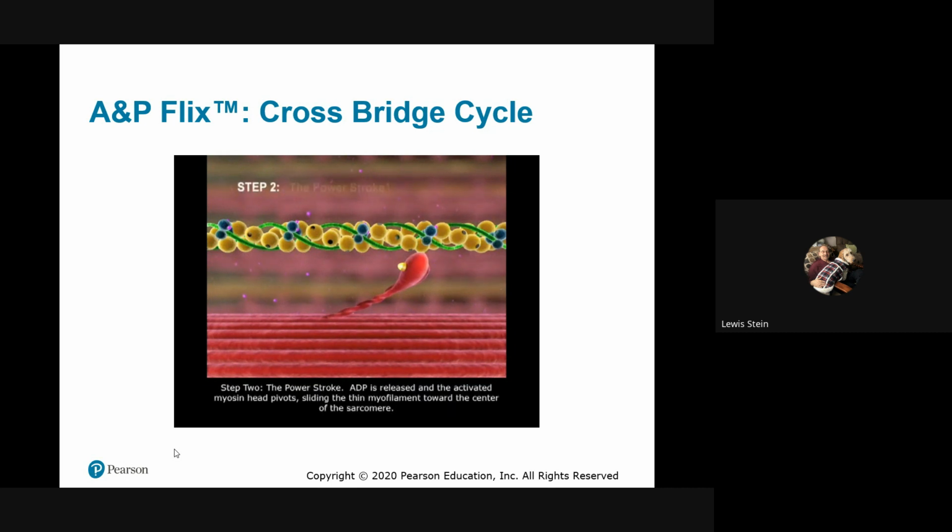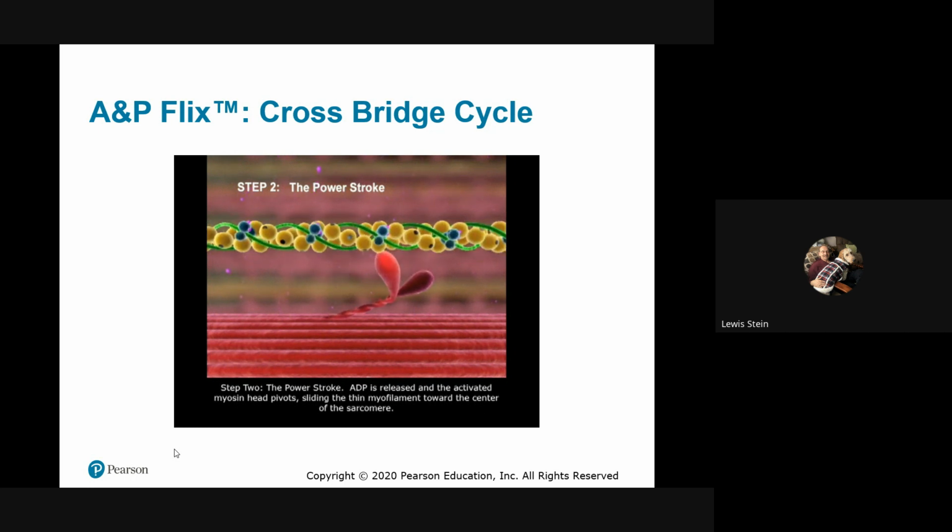Step 2, the power stroke. ADP is released, and the activated myosin head pivots, sliding the thin myofilament toward the center of the sarcomere. Step 3, cross-bridge detachment. When another ATP binds to the myosin head, the link between the myosin head and actin weakens, and the myosin head detaches.